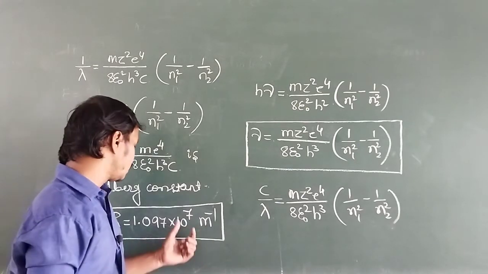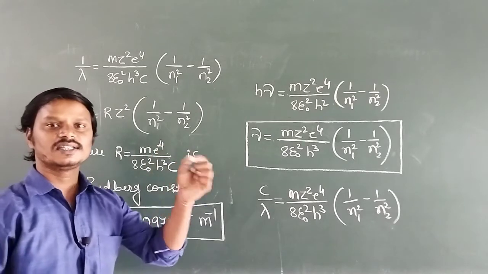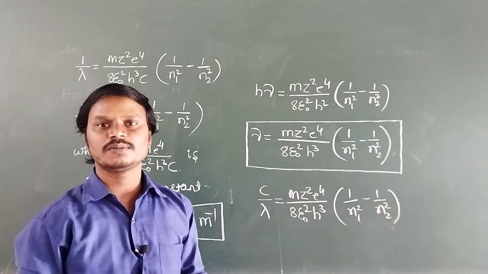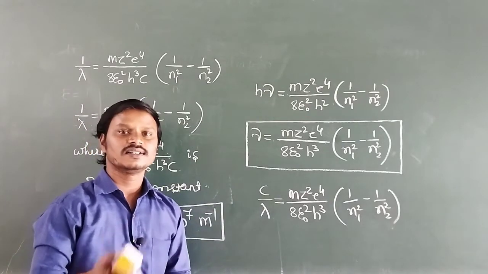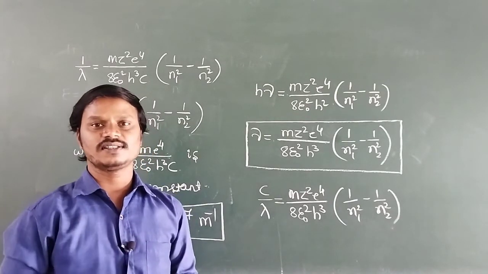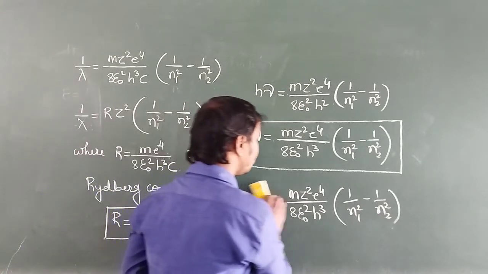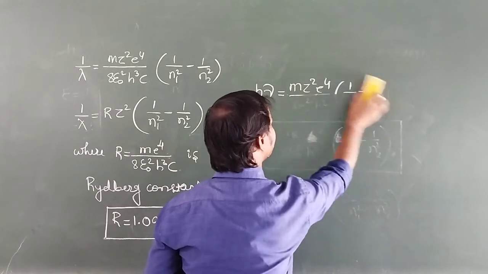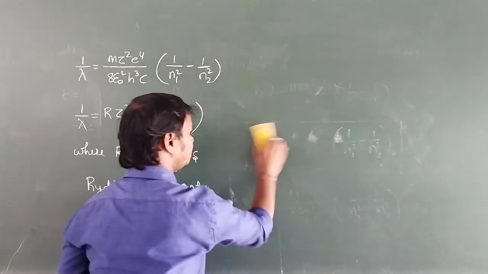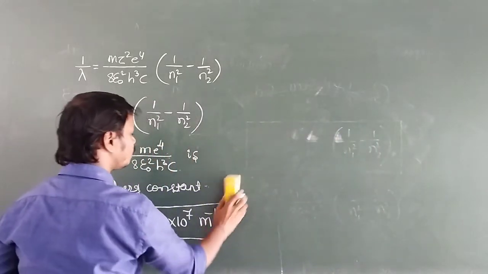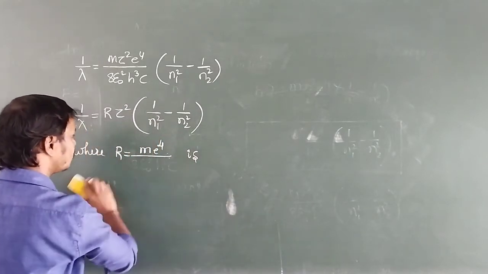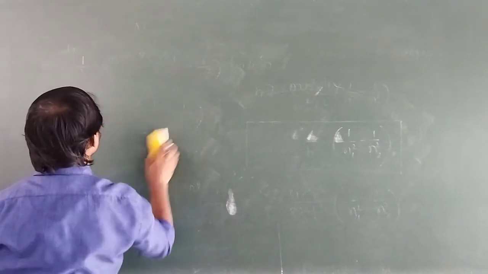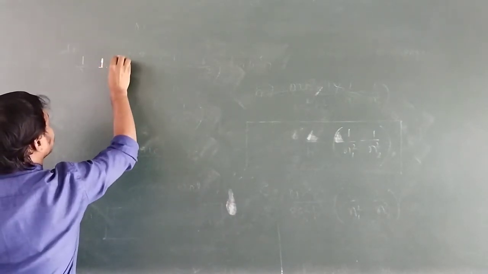Okay. Now this is about the frequency and the wavelength of the emitted radiation during the transition of an electron from higher orbit to lower orbit. Then how many types of spectral series are there? There are 5 types. What are those? Lyman series, Balmer series, Paschen series, Brackett series and Pfund series. Spectral series. First one, Lyman series.